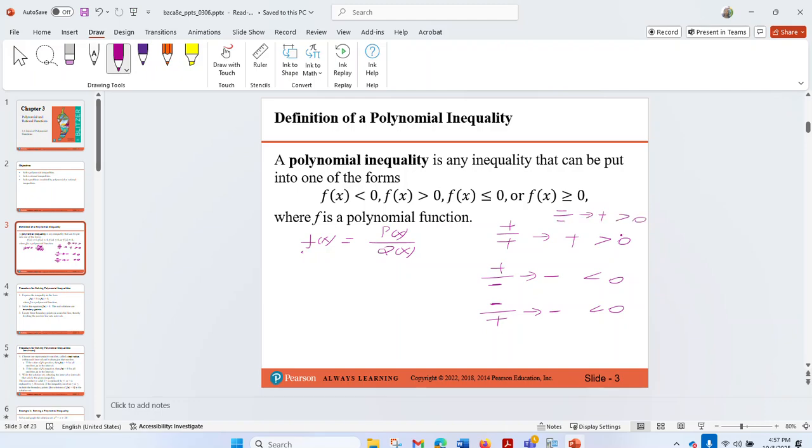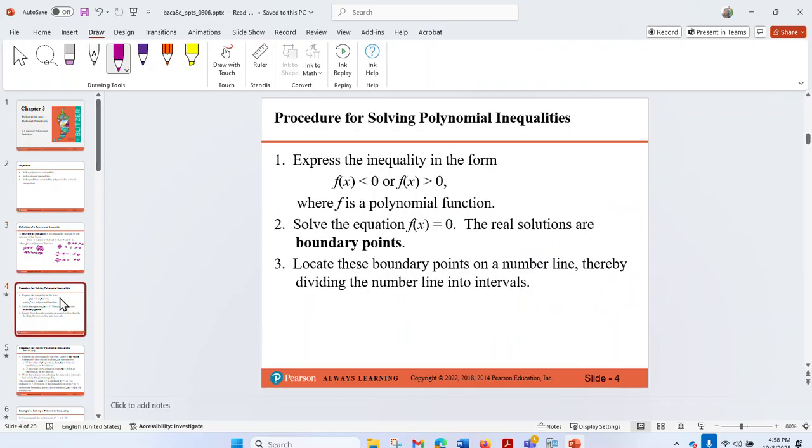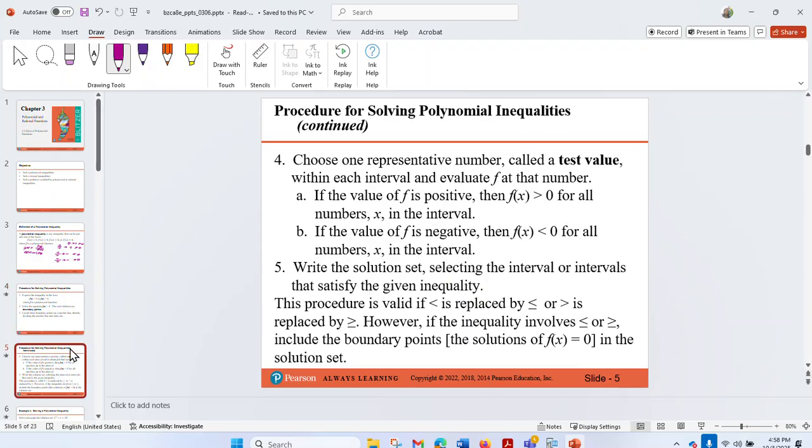Okay, so what does that mean in here? That means we need to find the critical points. So what are the critical points here? We set f of x equal to 0, and we call that the boundary point. Okay, so critical point and boundary point are the same thing. All right, so look at this one right here.